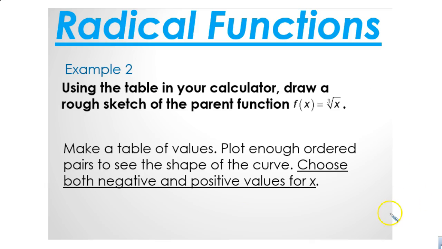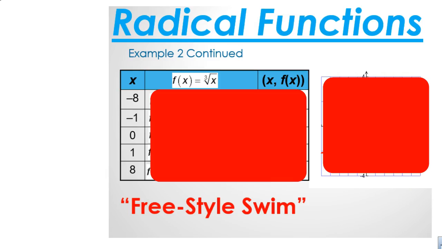The next radical function we want to look at is the cubed root function. We're going to do the same thing. We're going to put it in our calculator. We're going to get enough ordered pairs to get a general shape. But this time, negative numbers are okay, because you can take the cubed root of a negative number. The cubed root of -8 is -2 because -2 to the third power is -8. We don't have the limitation of no negatives here like we do with square roots.